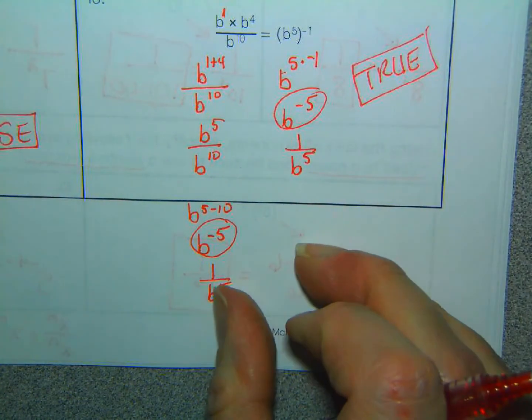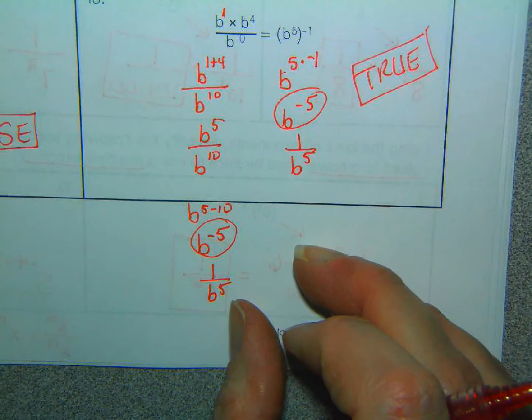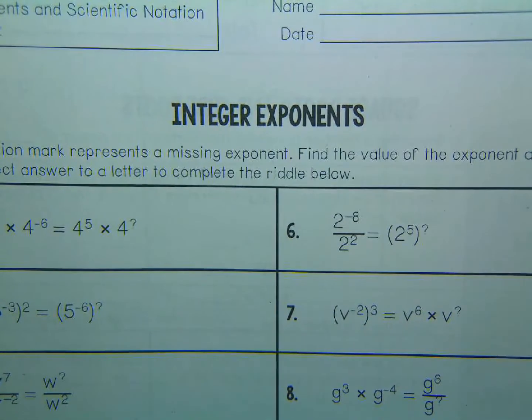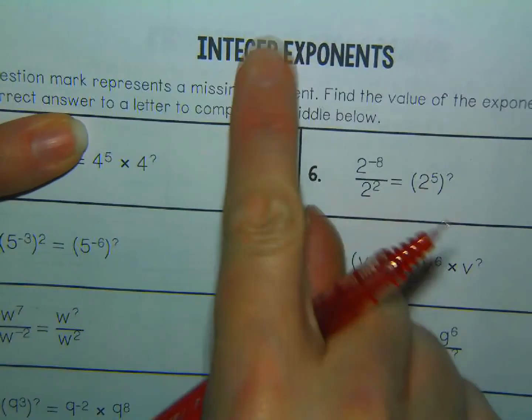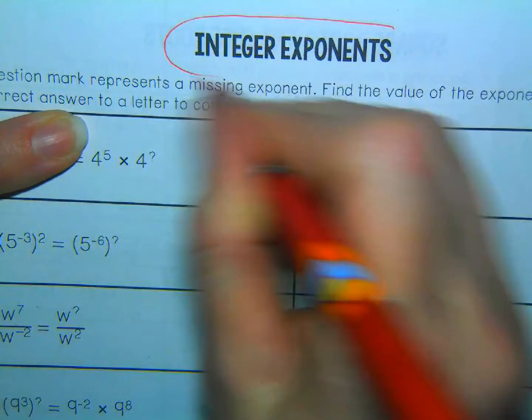So, what is your homework for tonight? Tonight, you need to complete this page. Just this one. I know we have another page after that, but that's our next lesson. That's what we will work on tomorrow: square roots and cube roots. Today, we're just doing integer exponents.